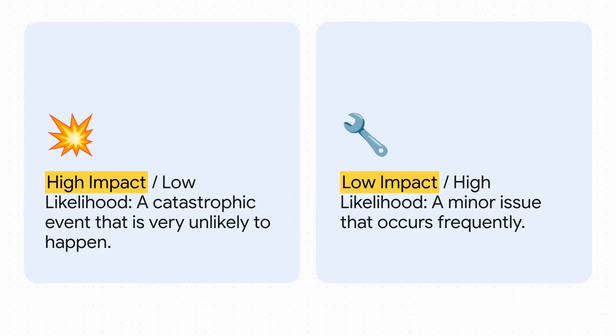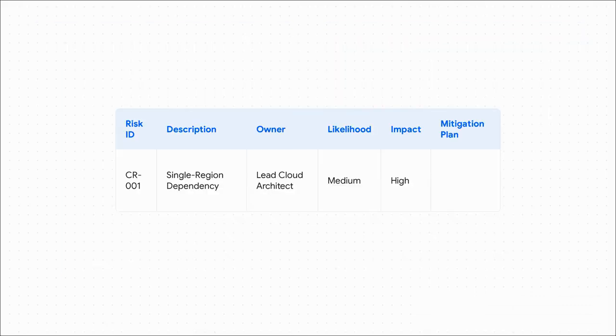For example, a meteor hitting your data center, that's super high impact, obviously, but extremely low likelihood. You probably don't need to spend your whole week planning for that. On the other hand, a tiny bug that causes a 1-second delay, that's low impact, but it might happen all the time. You have to focus your energy on the stuff that's both reasonably likely and has a big business impact. For our single region issue, a major outage is probably a medium likelihood event.